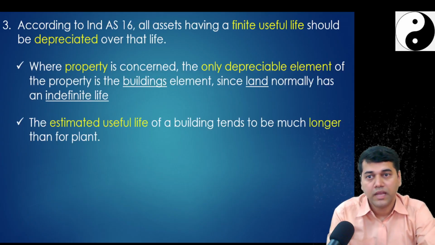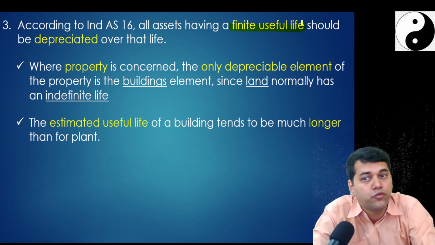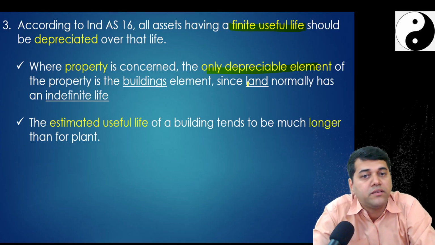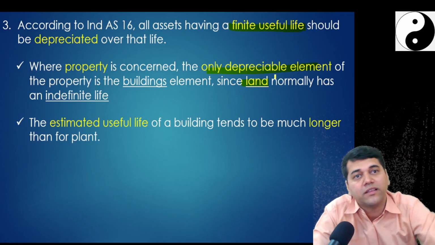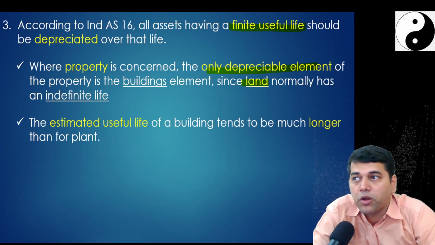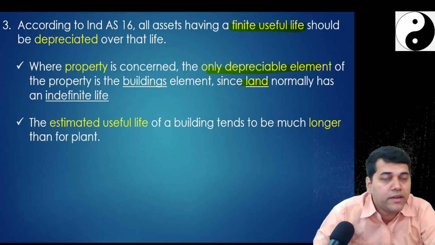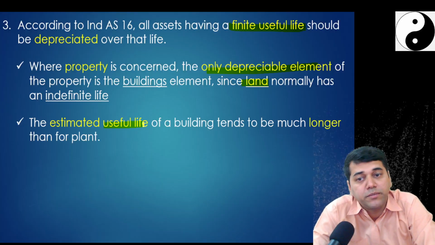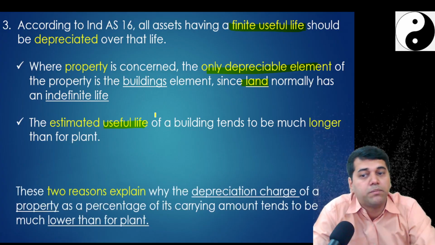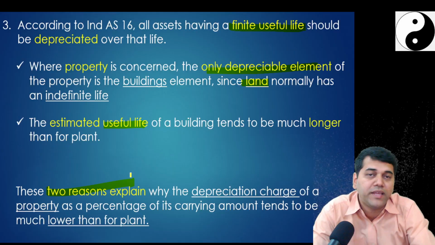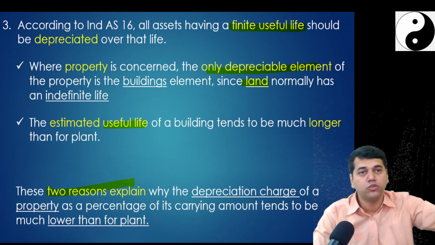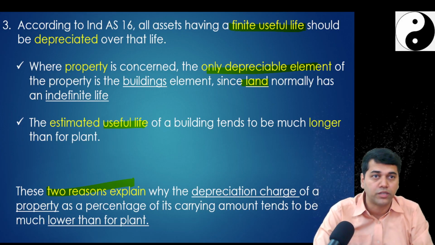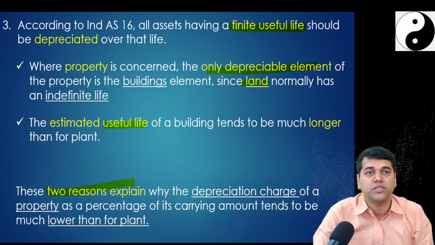Accordingly, and one more thing, if you have got a finite useful life, property is only a depreciable element in the building element, since land normally doesn't have a finite life. It has got an indefinite life. When you said property, building, it must have had a land element also. So the land element you didn't depreciate, and the estimated useful life of the building is much longer than the plant. So these two reasons explain why we are charging low depreciation for the building property together. Property includes land and building together versus your machinery.